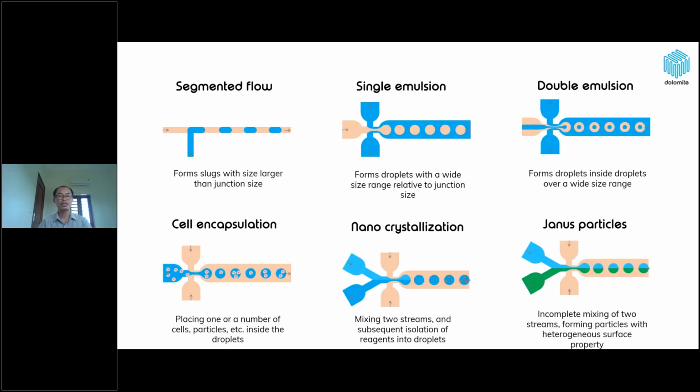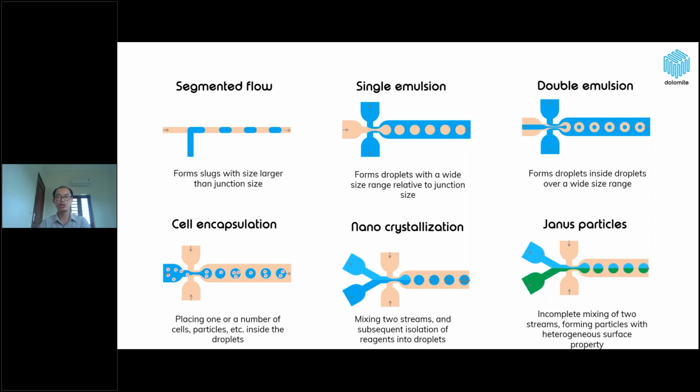So, we have many types of droplet and many ways to make a droplet. We can make droplets by segmented flow with a T-junction. We use the droplet phase dripping into the T-junction in the continuous phase to make a larger size of droplet than the junction size.